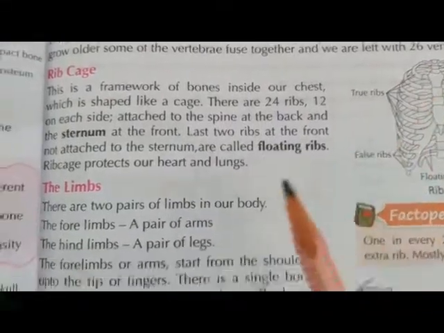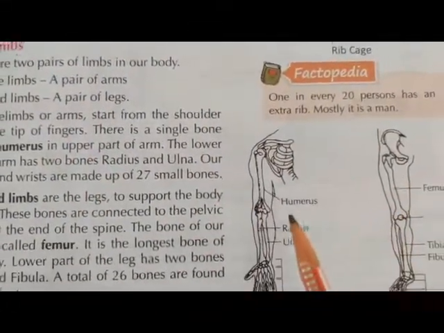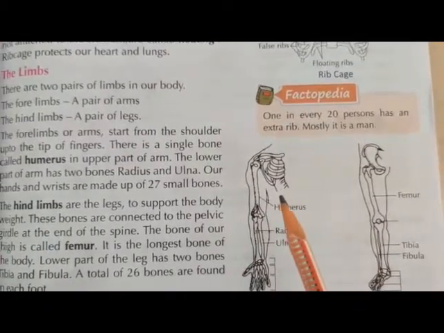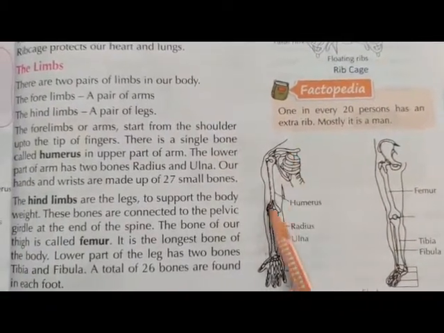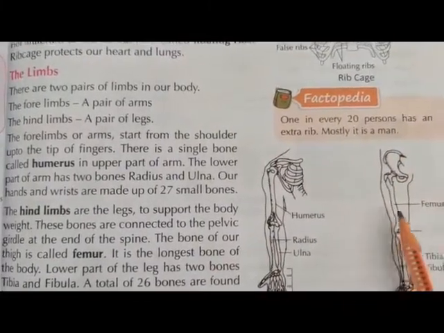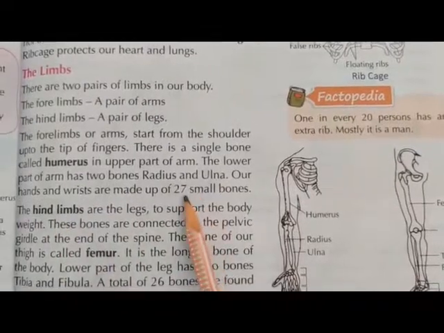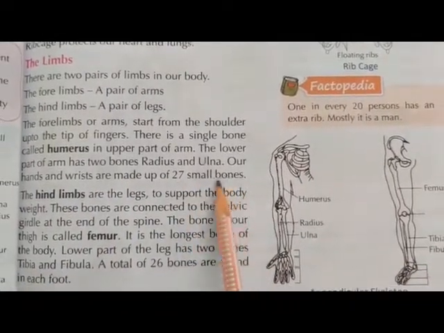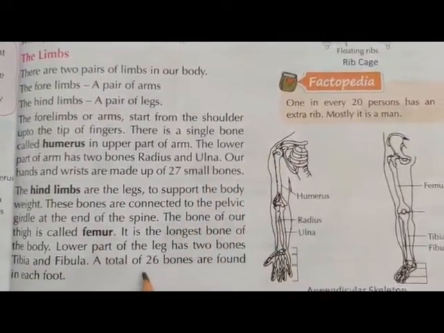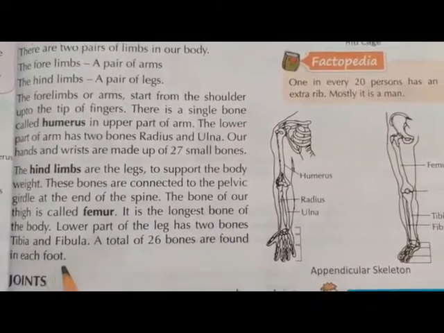Now we will be studying about the limbs. We have a pair of limbs, like the forelimbs, which are the pair of our arms, and the legs are known as hind limbs. In the upper part, our hand and wrist are made up of 27 small bones, while the foot consists of 26 bones on each foot.